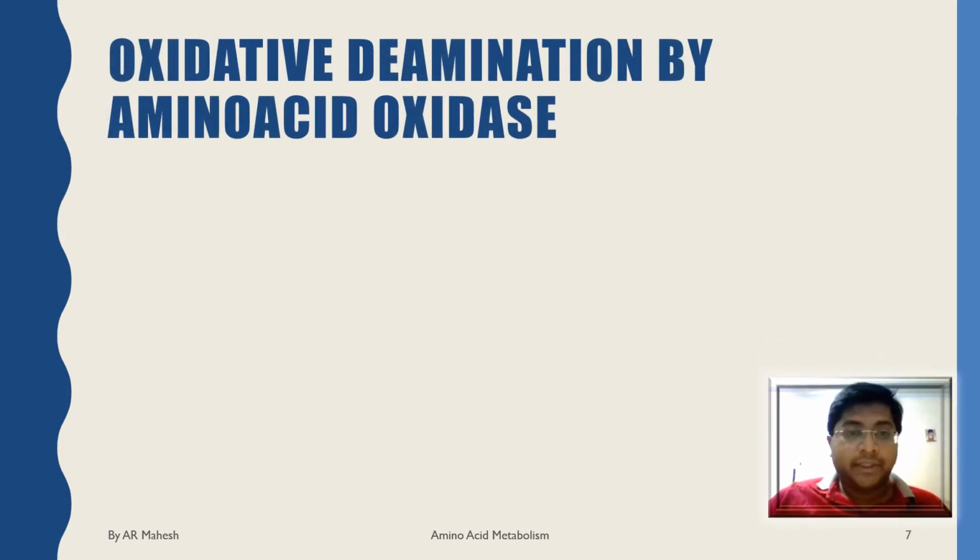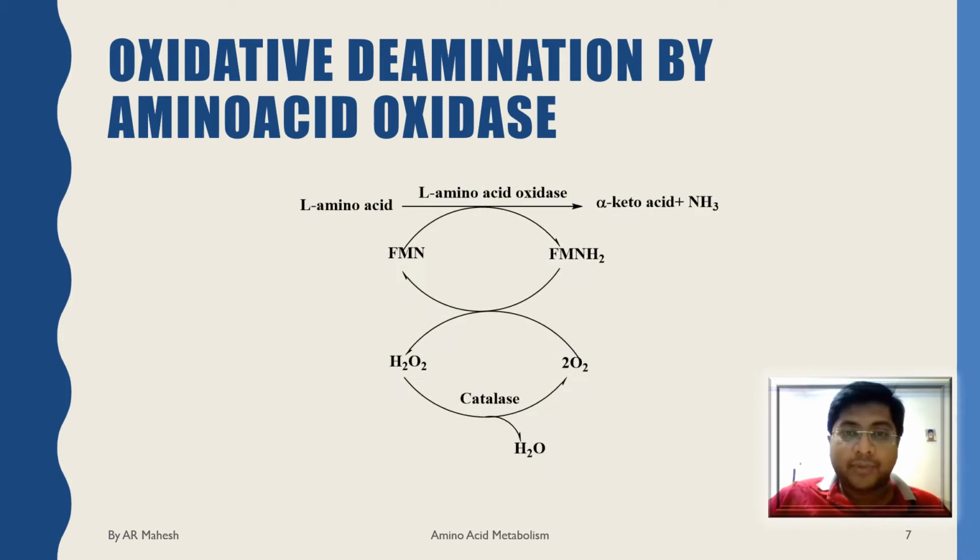Oxidative deamination takes place in the presence of amino acid oxidase enzyme. L-amino acid oxidase and D-amino acid oxidase are the flavoproteins possessing FMN and FAD respectively. They act on the corresponding amino acids, L or D, levo or dextro, to produce alpha keto acids and ammonia. Oxygen here is reduced to hydrogen peroxide.